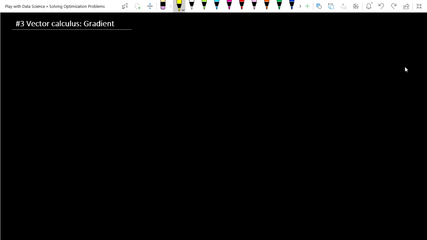So in this lecture we are learning about some primary concepts of vector calculus. Till now we have been learning scalar calculus, scalar differentiation. Here we are learning about vector differentiation, or in another language, the gradient.